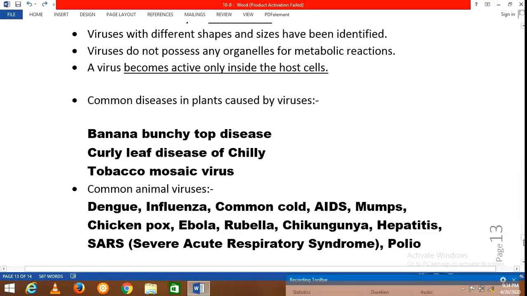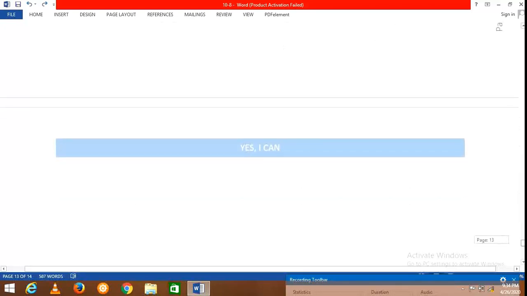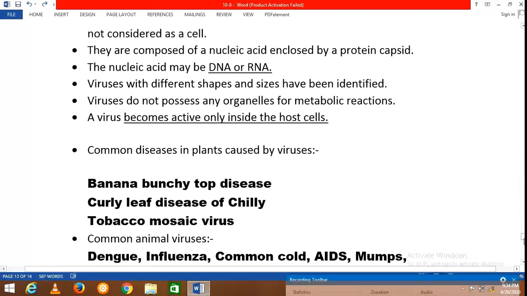So, I think you have gained a clear idea about the characteristics of living organisms. After studying this, you can do the exercises which come under Unit 8 in your textbook.